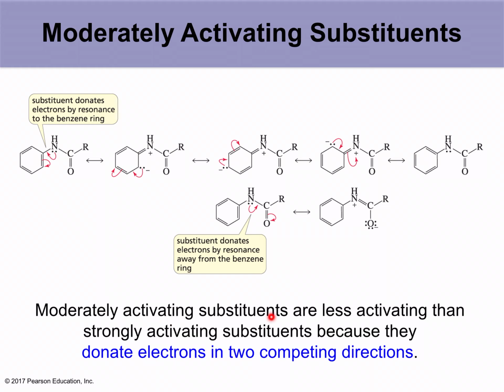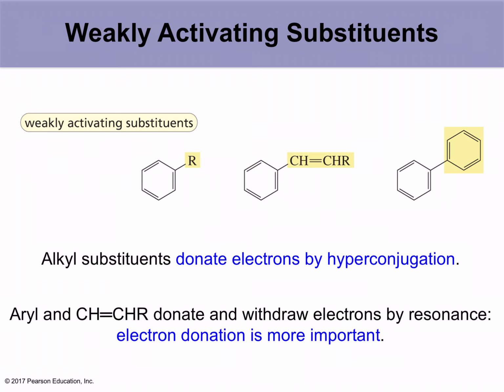Moderately activating substituents are less active than strongly activating substituents because they donate electrons in two competing directions. Okay. And then we have some substituents that are activating but are weak activators. For example, you have an alkyl group or you have an alkene. Now, an alkyl group doesn't have any lone pairs, so it cannot donate electrons through resonance. Alkyl substituents donate electrons only by hyperconjugation.